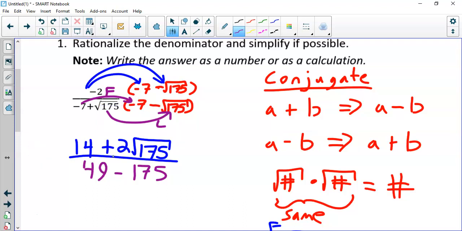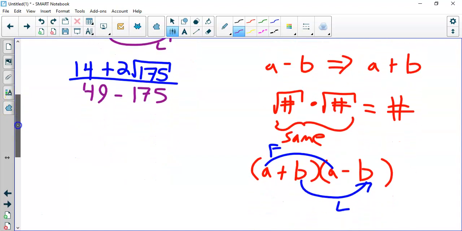Okay? So now all that's left is a little bit of cleanup. So first things, let's put together our denominator. What is 49 minus 175? Negative 126. Okay.